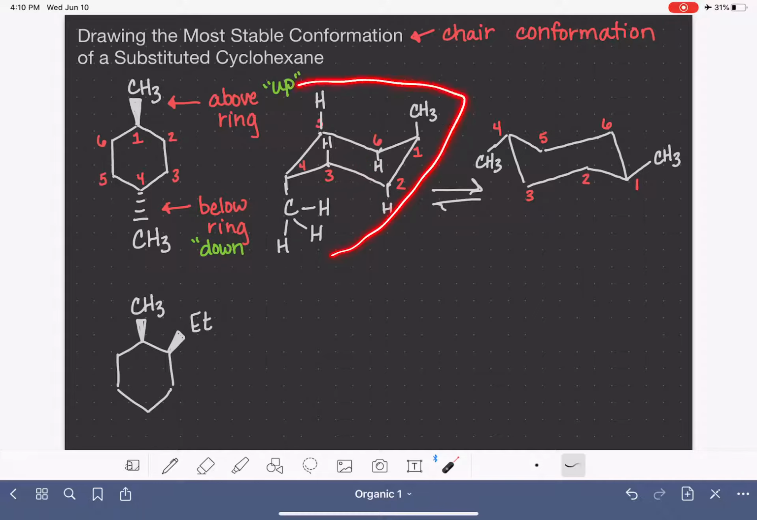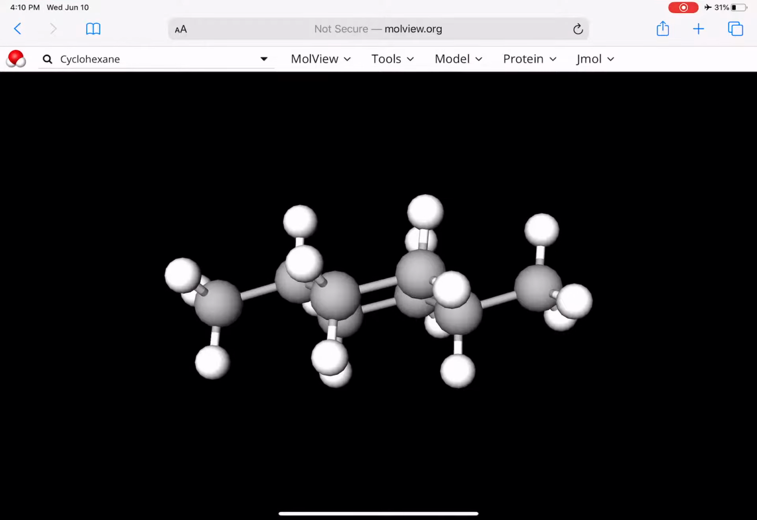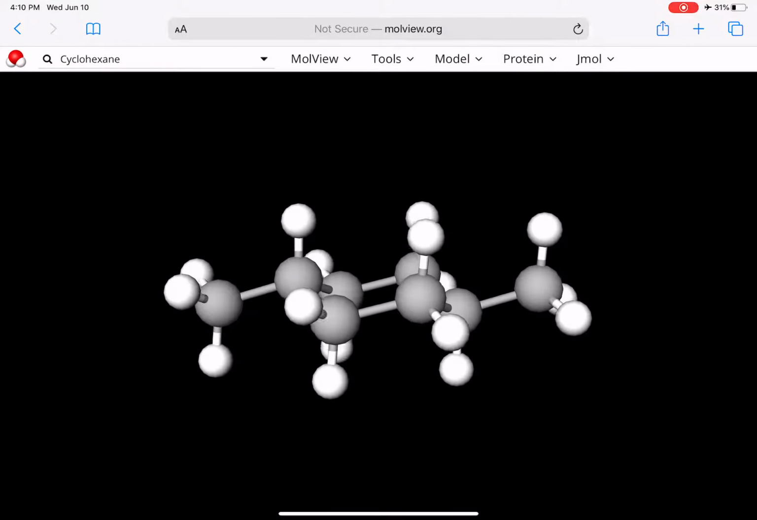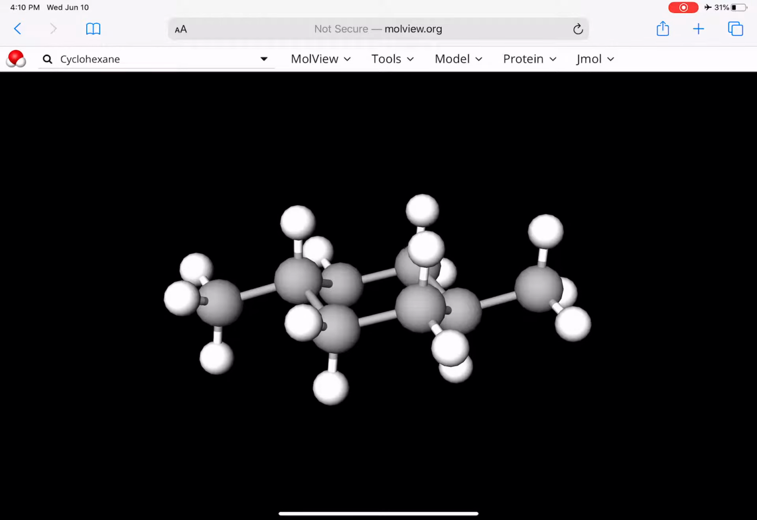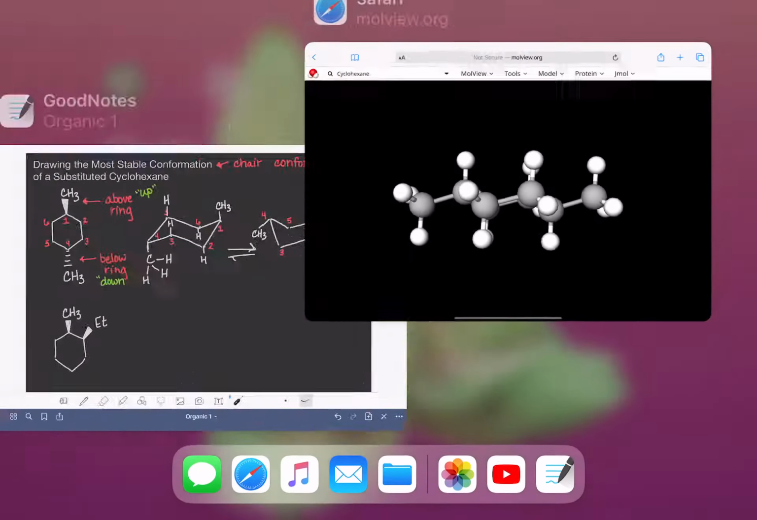And that is true whenever our substituents are in the axial position. When they're in the equatorial position, because they are away from those axial spots, if we can go back to mole view and look, we don't see steric hindrance in this situation because the methyl groups are out on the side and they're not interacting with the hydrogens that are attached to the carbons of the ring.